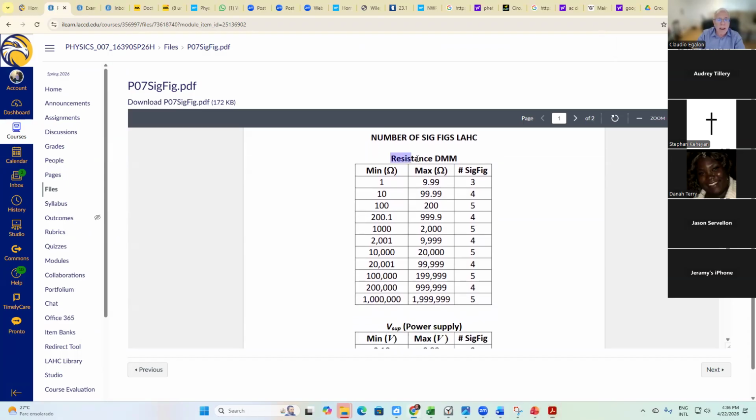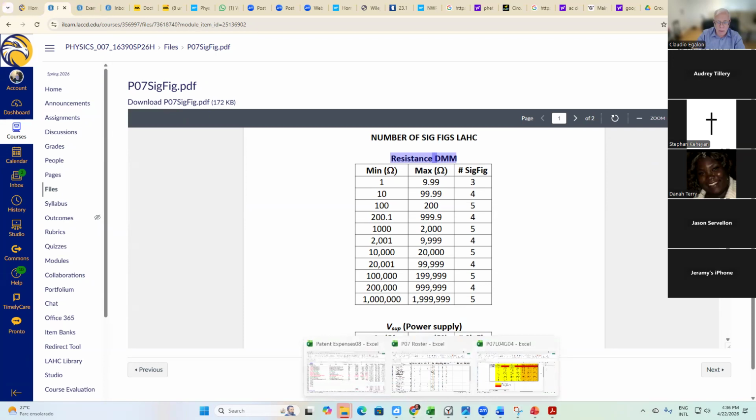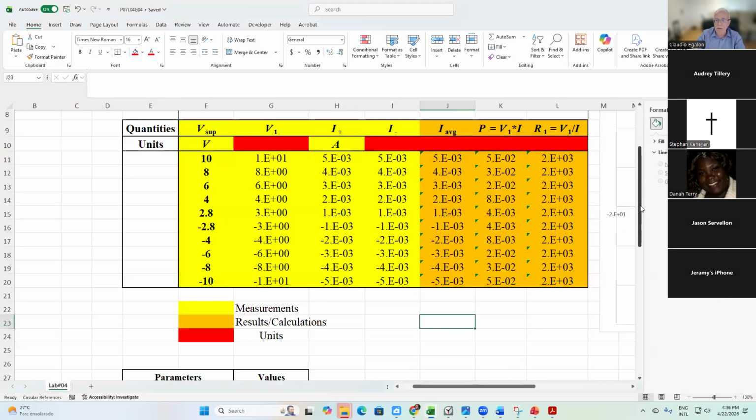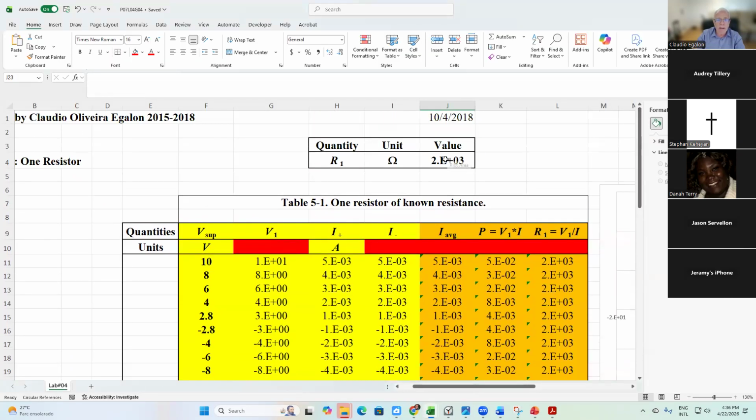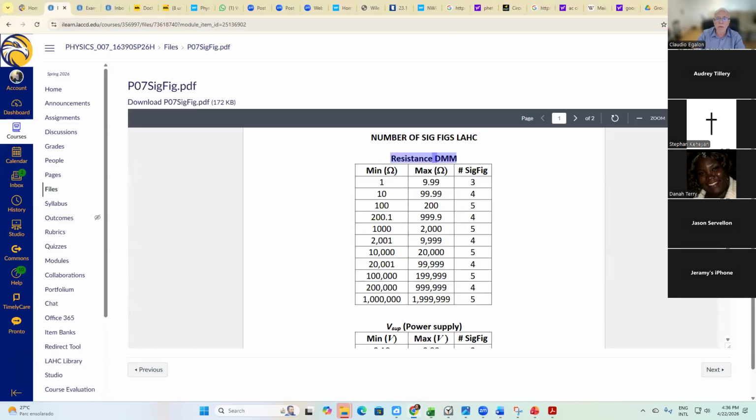Remember, in this lab you're going to use the table for the significant figures. This lab is a little bit more complicated, okay? See, things are getting a little more complicated. For the value that you see here in the resistance, you are going to use this first table, resistance of DMM. Okay.